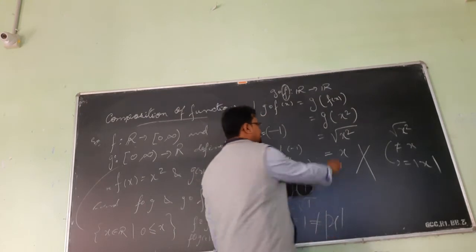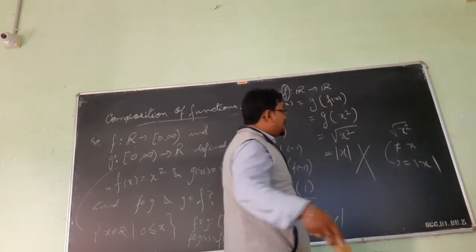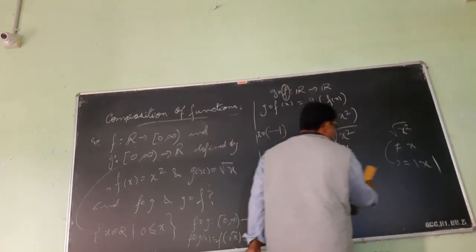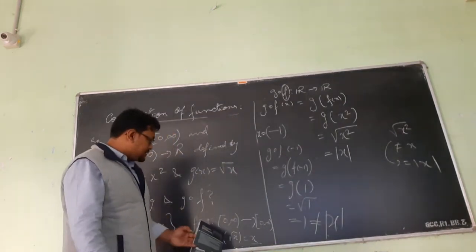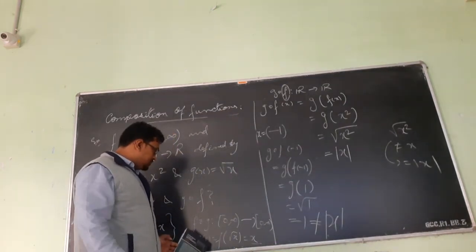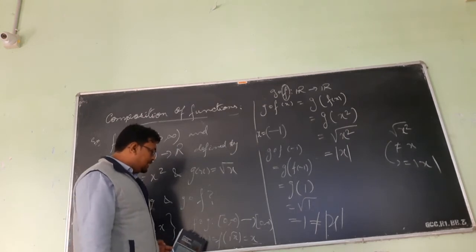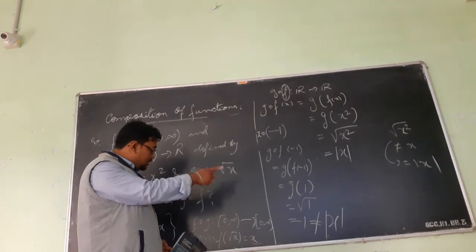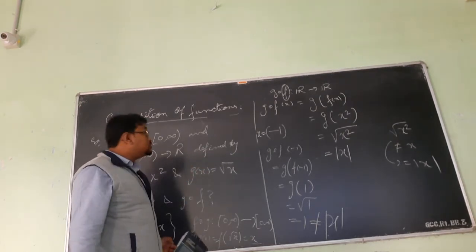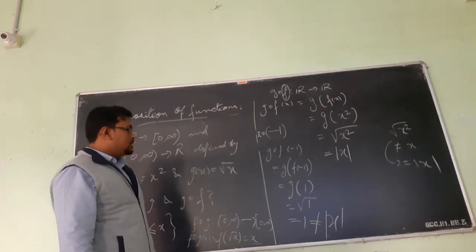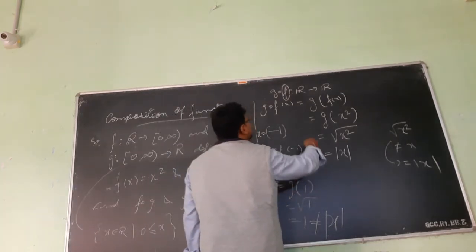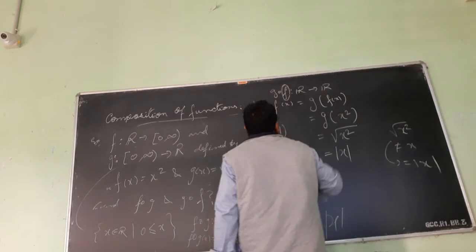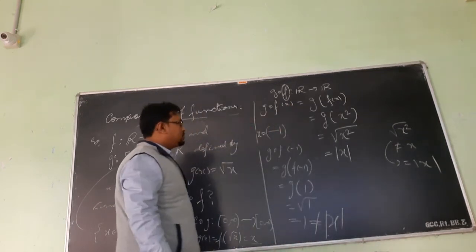Modulus of x. So here FOG and GOF are actually different. If you write it as x, the conclusion will be incorrect. If I write it as x, it will mean that these two functions, FOG and GOF, are equal. But actually they are not equal.